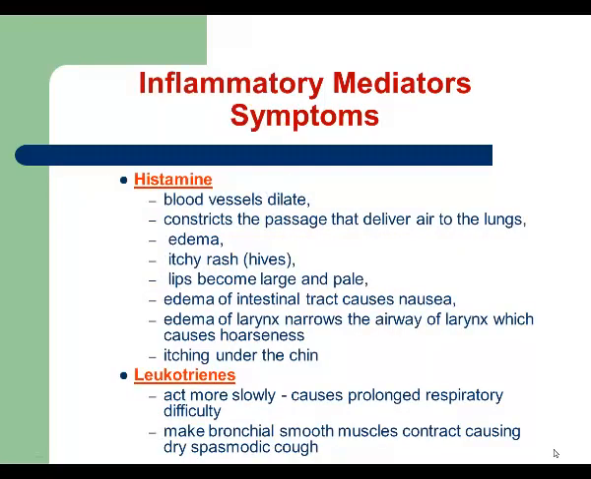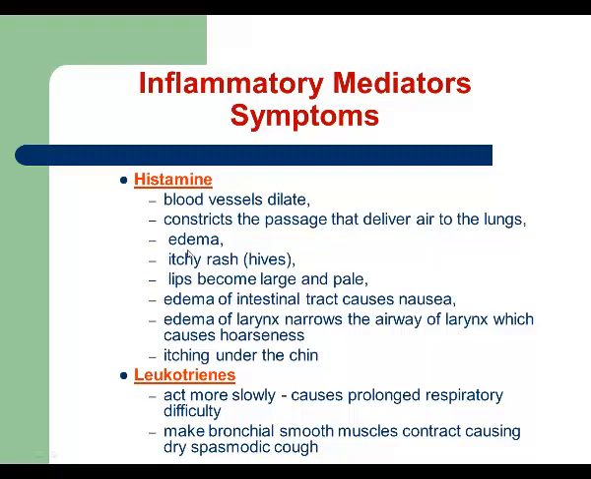Now let's talk about inflammatory mediators that are released during the allergic reactions and what is the mechanism of action, what they actually can do. As you see, let's start with histamine. Histamine acts immediately, or fast. As you see, it can cause dilation of the blood vessels. It can cause constriction of the upper airways. As a result, the patient will develop hoarseness of the voice and difficulty breathing.